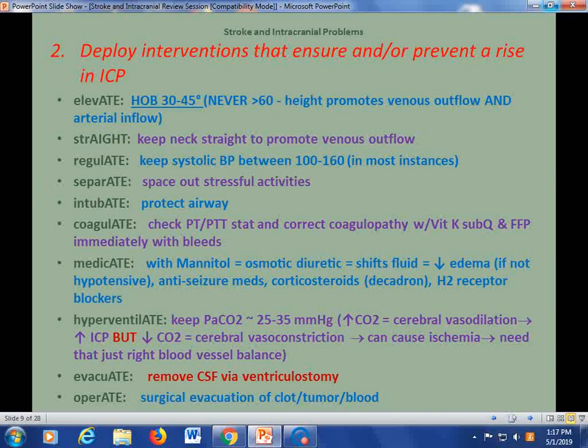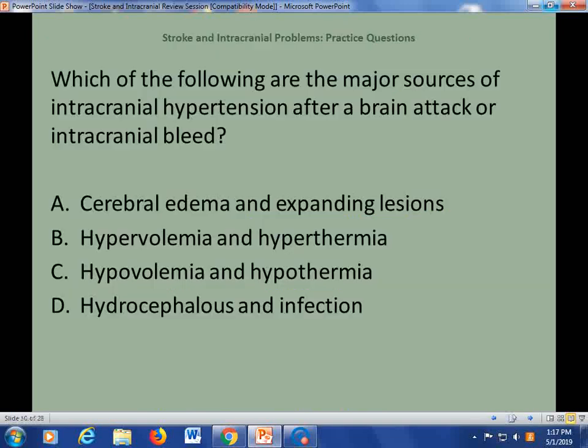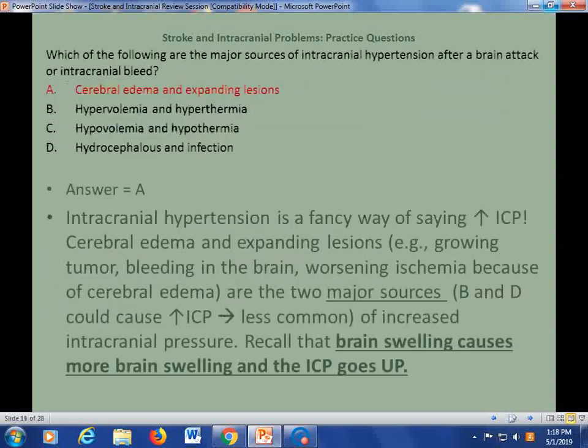What I really want to relay to you is that these are really key slides as far as testing material goes. So let's do some practical application of the information that you've already received from either the content delivery or from what I just mentioned. Which of the following are the major sources of intracranial hypertension after a brain attack or intracranial bleed? You can pause the recording if you want to try and answer. I'm just going to keep going. So what is the answer? The answer is cerebral edema and expanding lesions.